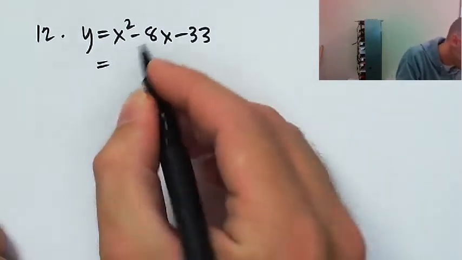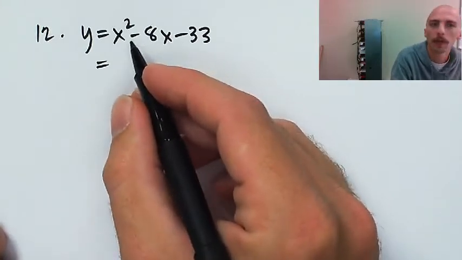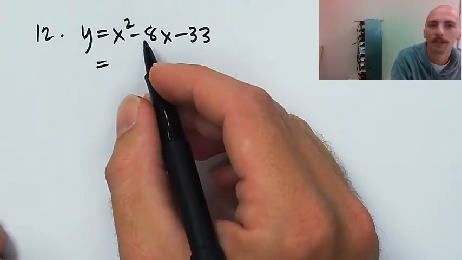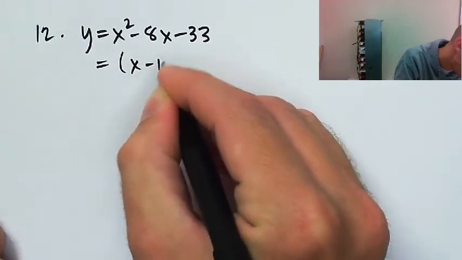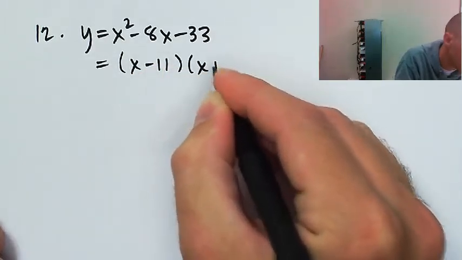So since this is negative, I know that the bigger number needs to be negative because I'm going to add them together to get negative 8. So I need x minus 11 and x plus 3.